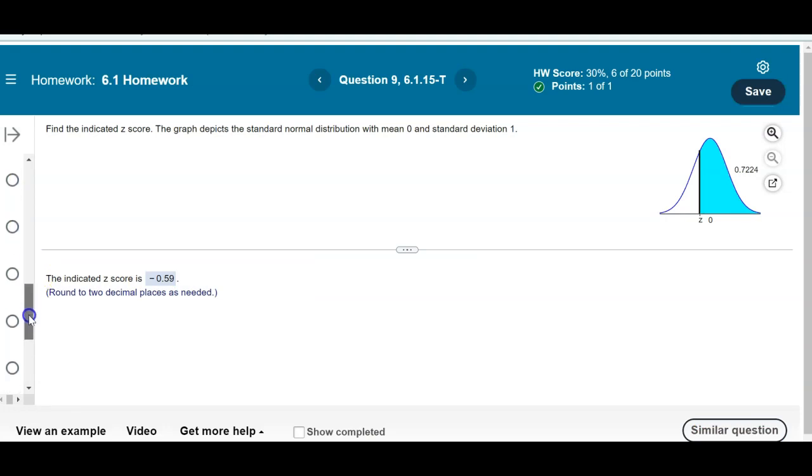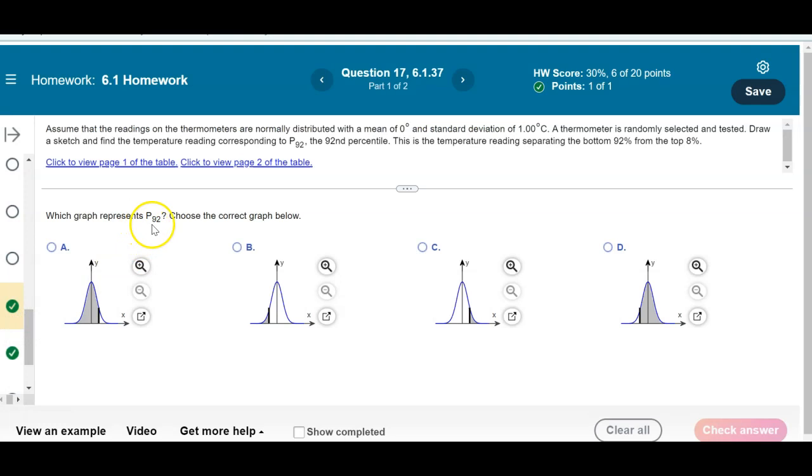All right, then at the very end of this homework set, you're going to see these percentiles. So on this problem, I have a 92nd percentile. What a percentile means is 92% is to the left of the number that I'm looking for. So that's almost everything is below it. And so if you look at these pictures, none of them have almost everything below it except for this one. So that's going to be our 92nd percentile visual.